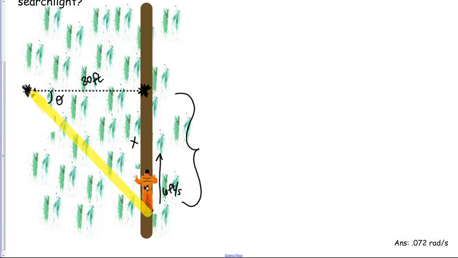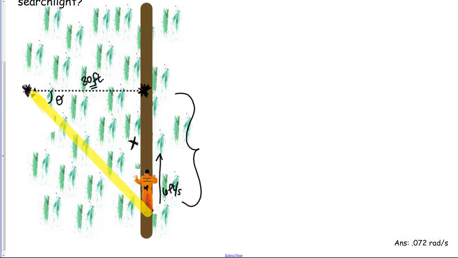Okay, so what have we done so far? Well, we've read the problem carefully, we've drawn a picture, and on that picture we've labeled a few things. We've labeled things that never change as numbers. So this 30 feet here never changes, so I labeled that as a number. But then I've labeled things that change as variables. So I have x, which is the distance the convict is along this path, which is changing. And then I have my angle theta, the angle of the spotlight, and that's also changing.